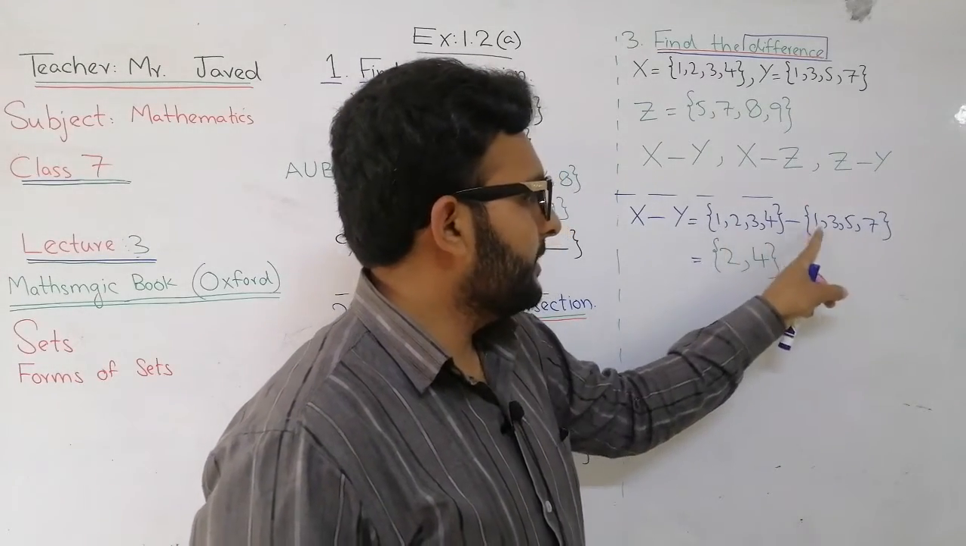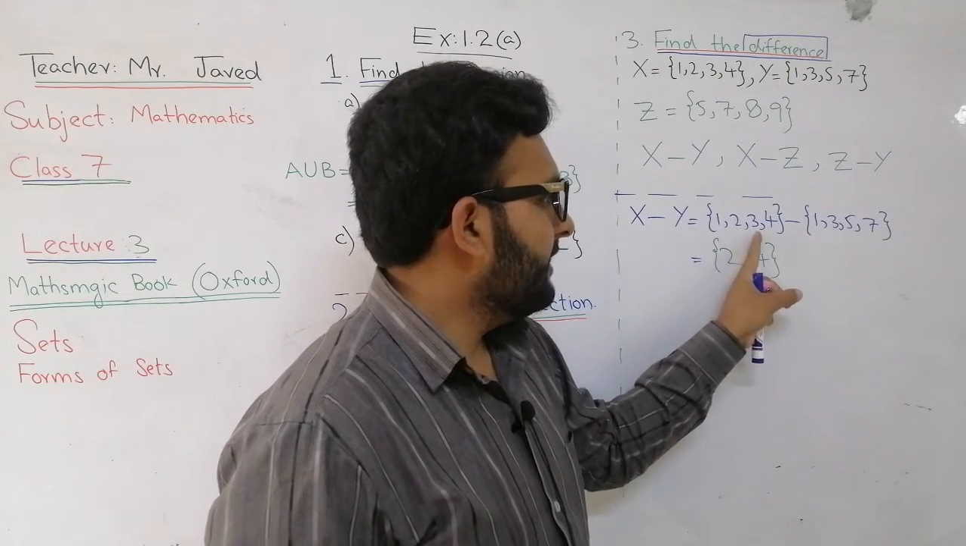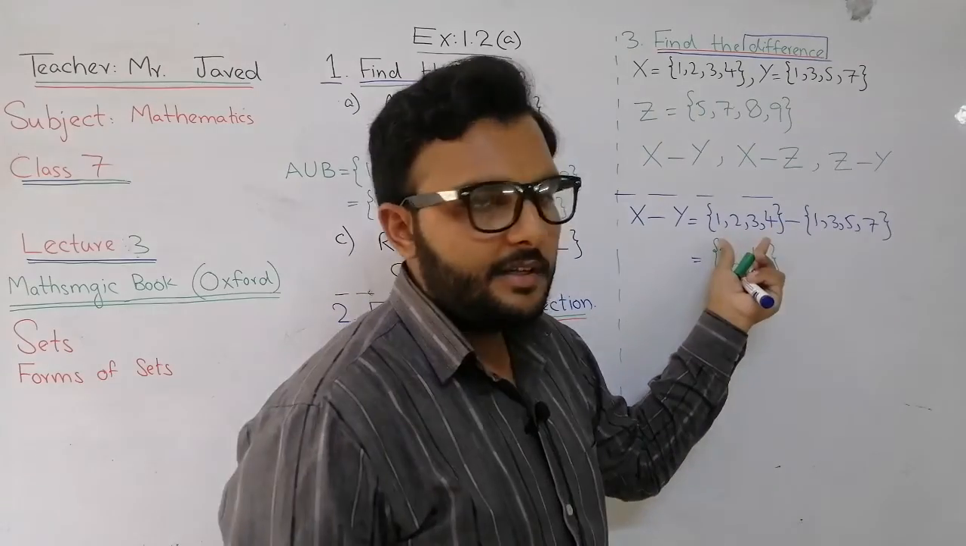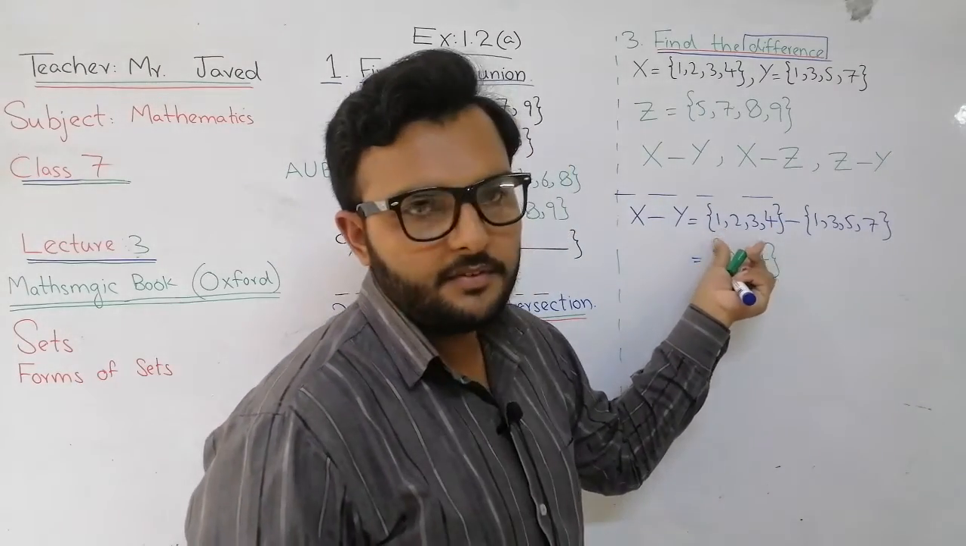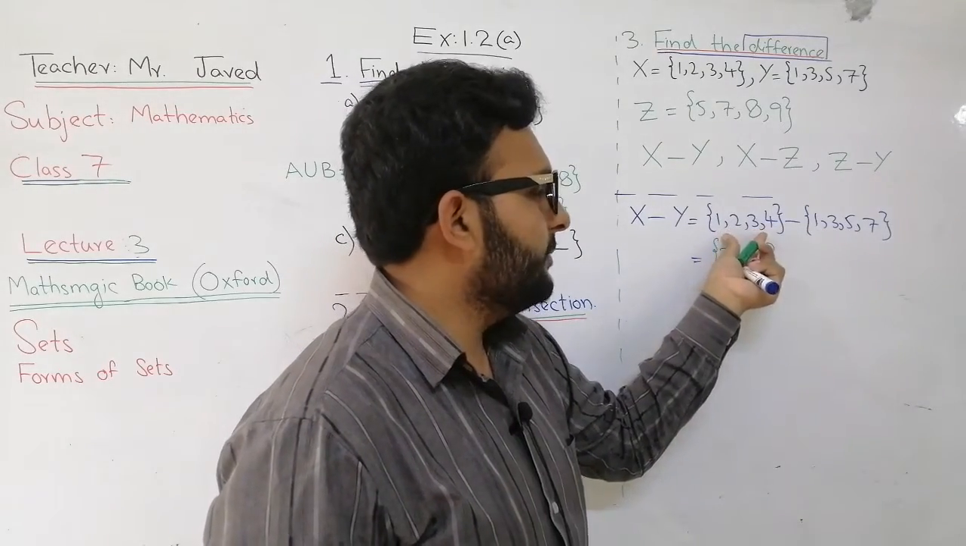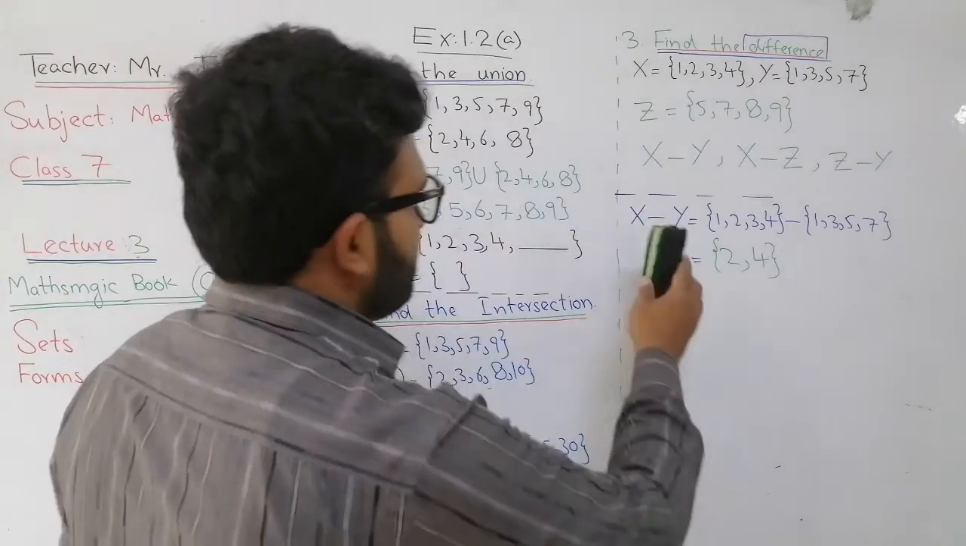1 we will not write because it is here, so 1 will be cancelled. 2 we will write here, and 3 we will cancel. 4 we will write here, and there is no more element here. So we are following the first set. Don't follow this set; you must follow the first set in comparison with the next set. Okay, three questions are here.